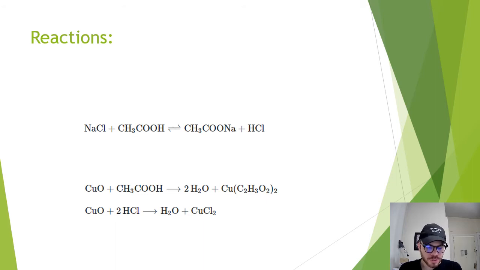So the first reaction that is happening is that the copper oxide reacts with the acetic acid to give water and copper acetate. The second reaction is copper oxide reacts with hydrochloric acid to give water and copper chloride.